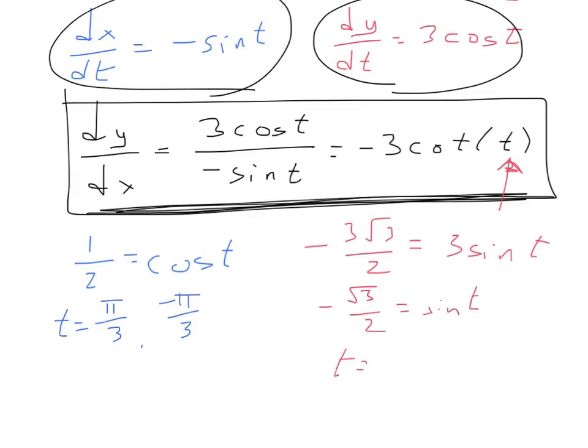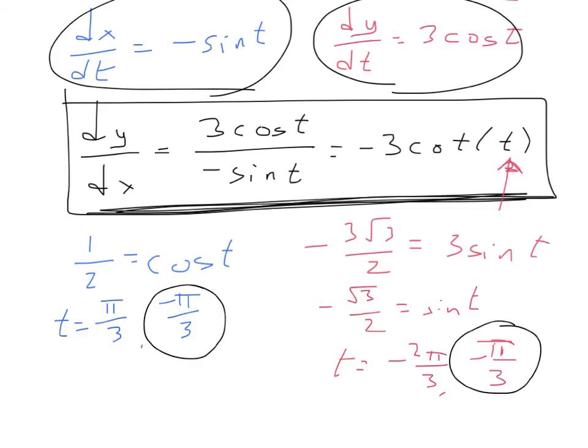So now where does this happen? Where do we have a sine value of negative root 3 over 2? That's going to be negative 2 pi over 3 or negative pi over 3. Those are both places where that happens. So the question is, what time is being used in this problem? Well, the one time that's shared is negative pi over 3. So that's going to be the time that I use to find the slope of my tangent line.